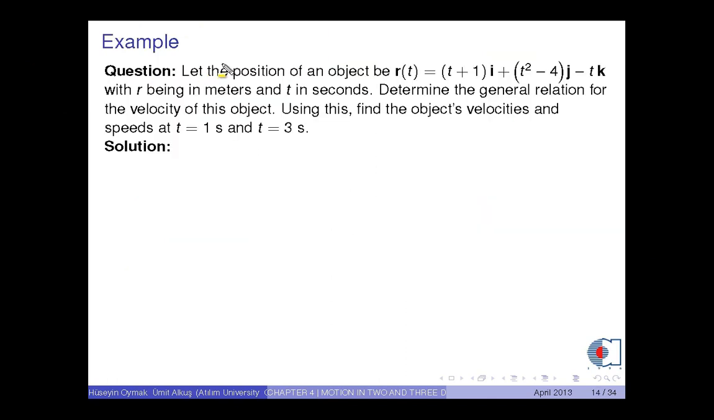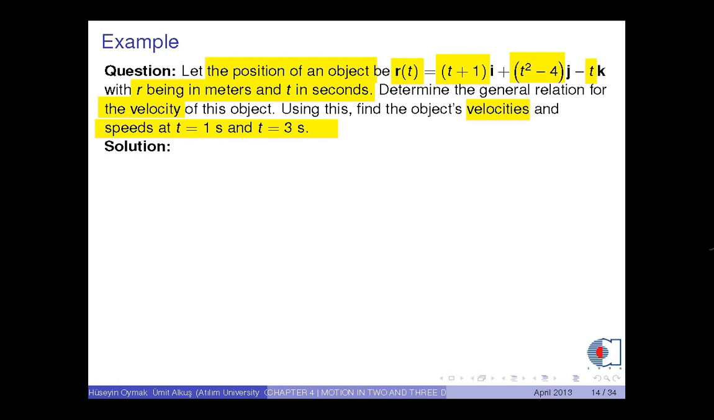Let the position of an object be r(t) = (t + 1)i + (t² − 4)j − tk, with r in meters and t in seconds. Determine the general relation for the velocity of this object. Using this, find the object's velocities and speeds at time t = 1 second and t = 3 seconds.